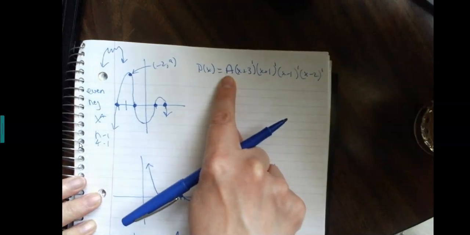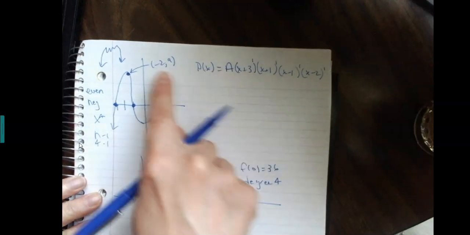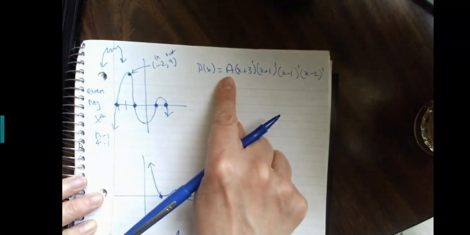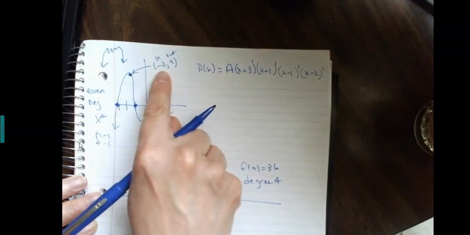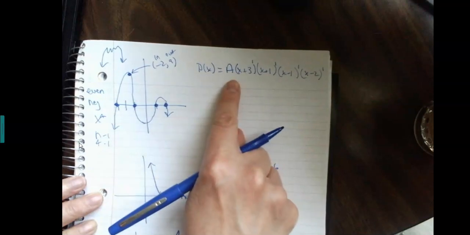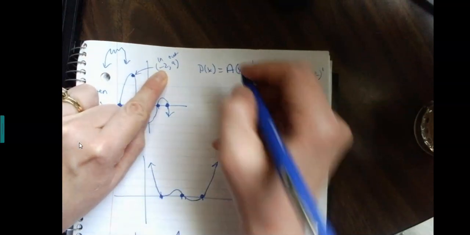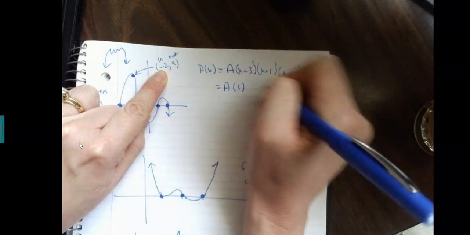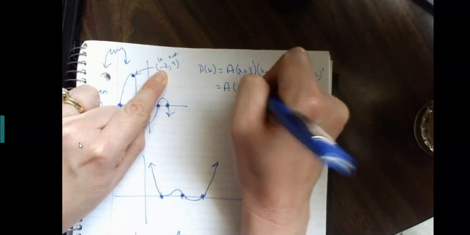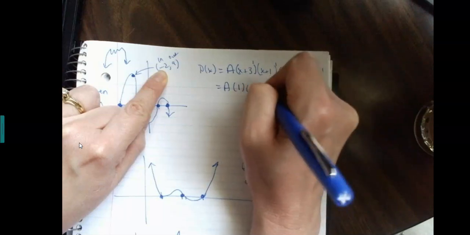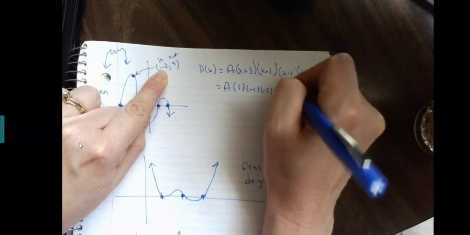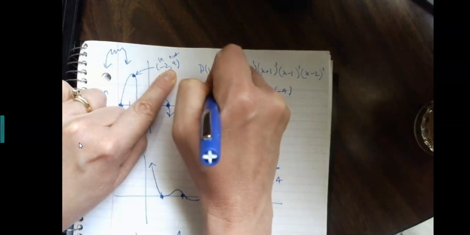And you're like, but how do I know what A is? Well, in math, if someone gives you an input and an output and you have something you do not know, probably you should sub in that input and output and figure out what A is. So input is -2. I don't know what A is. So -2 plus 3 is 1. -2 minus 1 is -3. -2 minus that is -4. And then my output is my Y value.